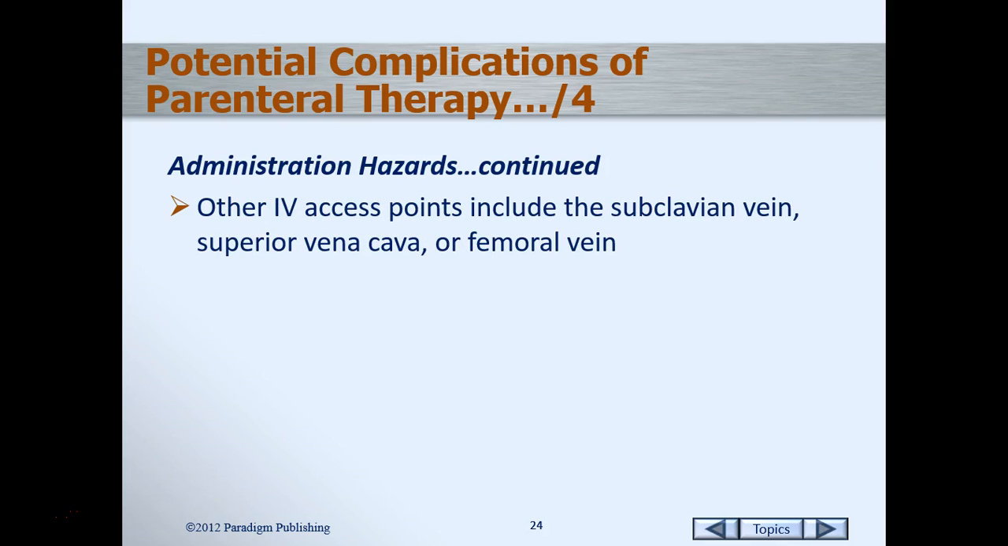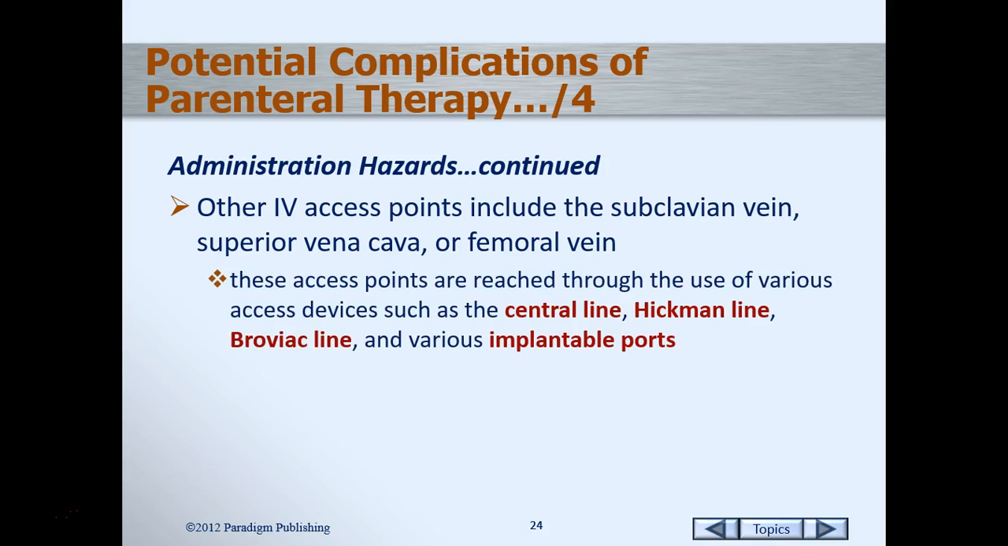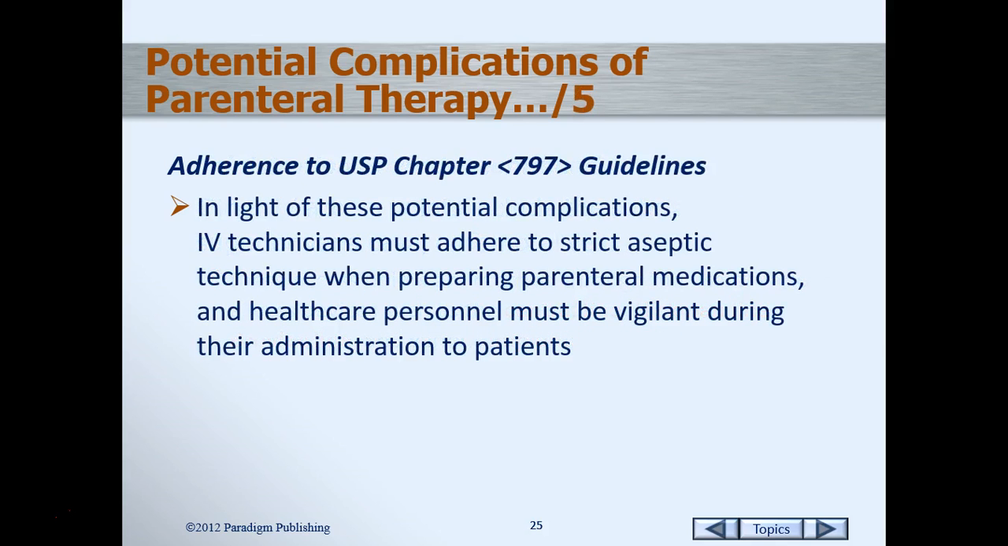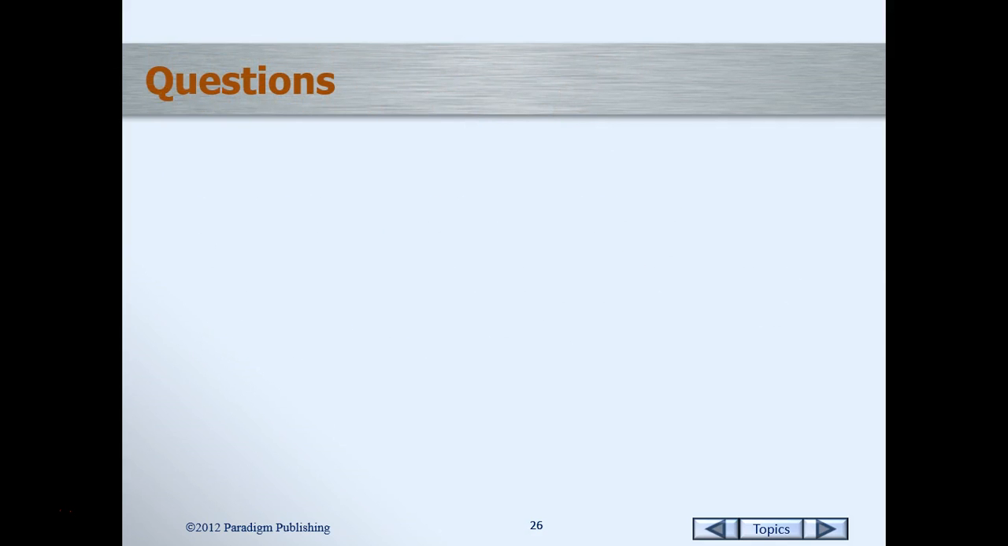Other access points include the subclavian vein, the superior vena cava, or the femoral vein. These access points are reached through the use of various access devices such as a central line, a Hickman, a Broviac, or other implantable ports. It's very important to adhere to USP Chapter 797 because in light of potential complications, the IV technician has to have strict technique in preparing these parenteral mixtures. The healthcare personnel must be vigilant during their administration to the patients. All right, let's have some questions.